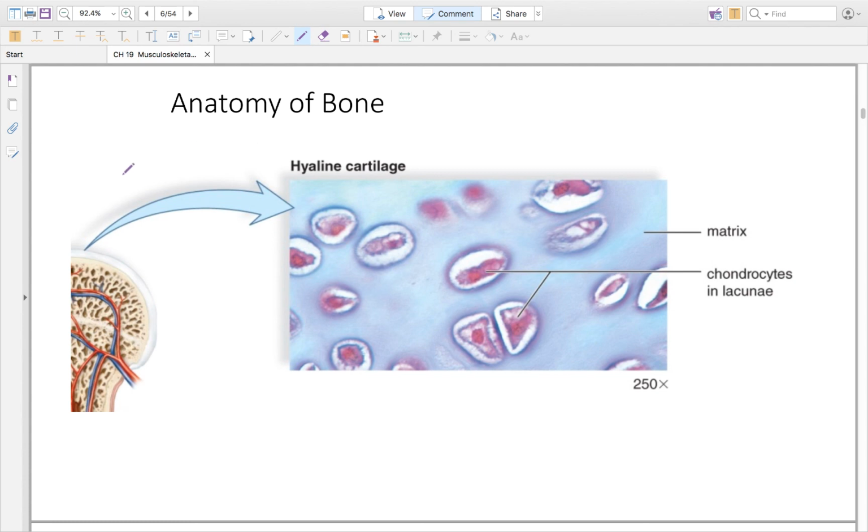Now, when we were discussing the hyaline cartilage, I want you to remember what that looks like, and that's from histology, of course. Remember hyaline cartilage: it's primarily matrix, and it has these chondrocytes, which are mature cartilage cells that sit inside of a lacuna. And remember, the lacuna is the space that the cell is sitting in.